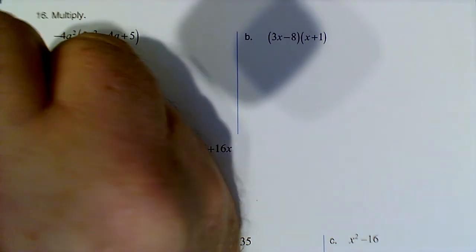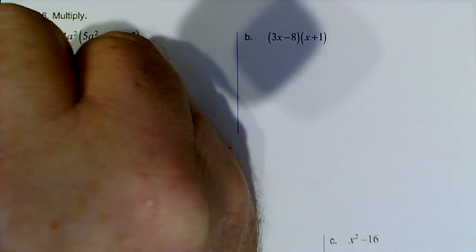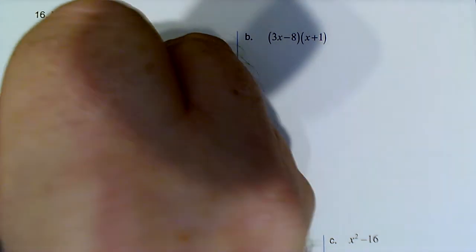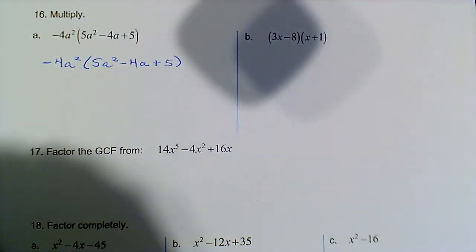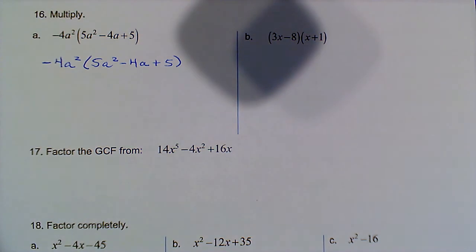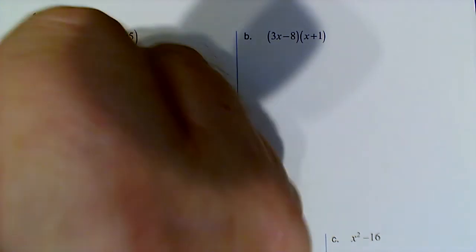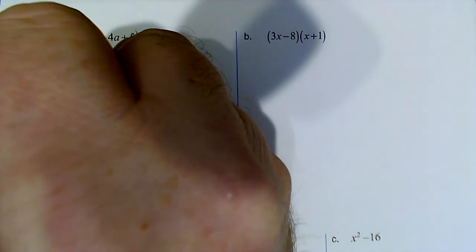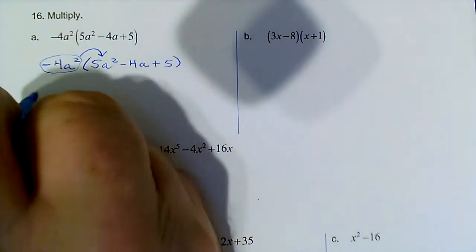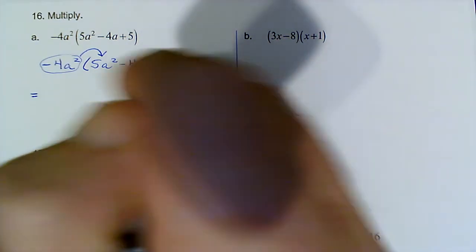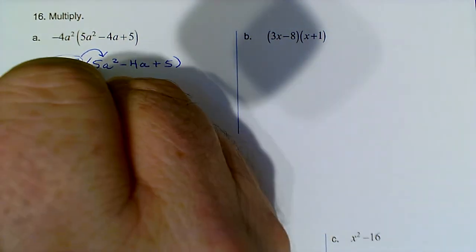So I'm going to choose to rewrite it. What happens when we have a monomial multiplied by a polynomial is just the distributive property. So we're taking the negative 4a squared and we're distributing it to each of these terms. So here we should be proficient enough to know that we just multiply the coefficients.